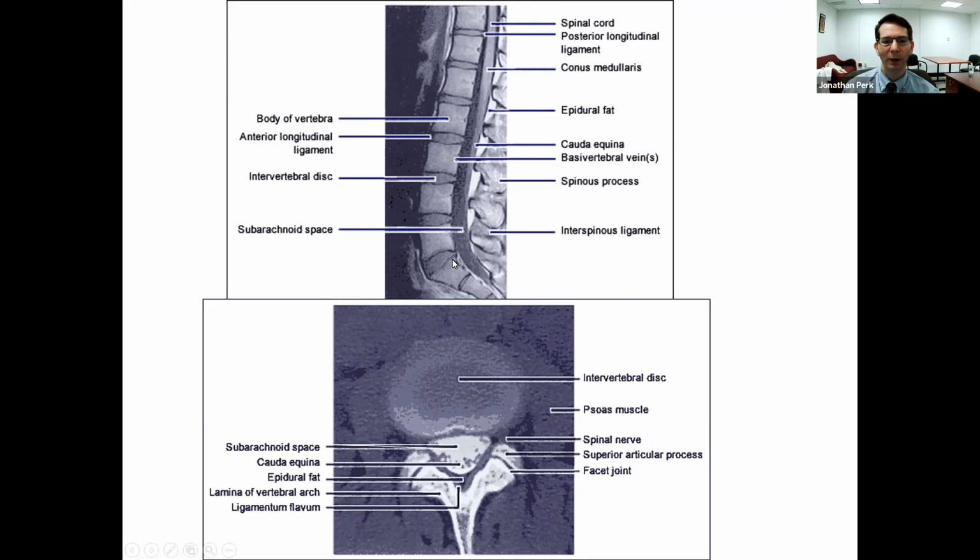A good way to orient yourself is to look for the sacral bone. So here we have S1. If this is S1, above it will be L5, 4, 3, 2, 1, and this will be thoracic, the T12. This is important because you want to name pathology based on where it is.